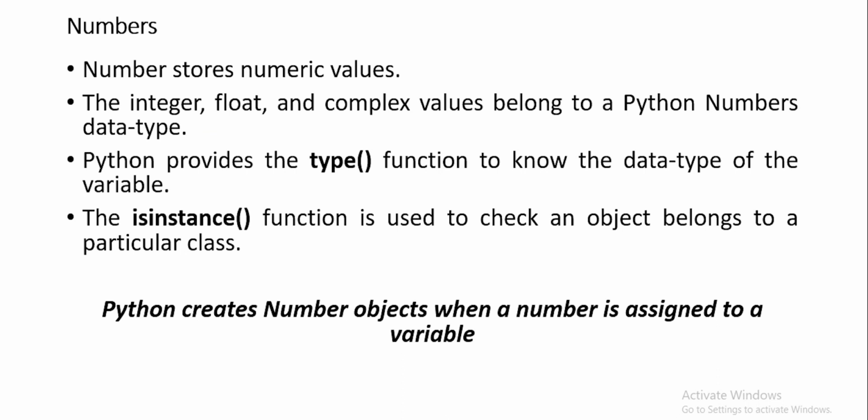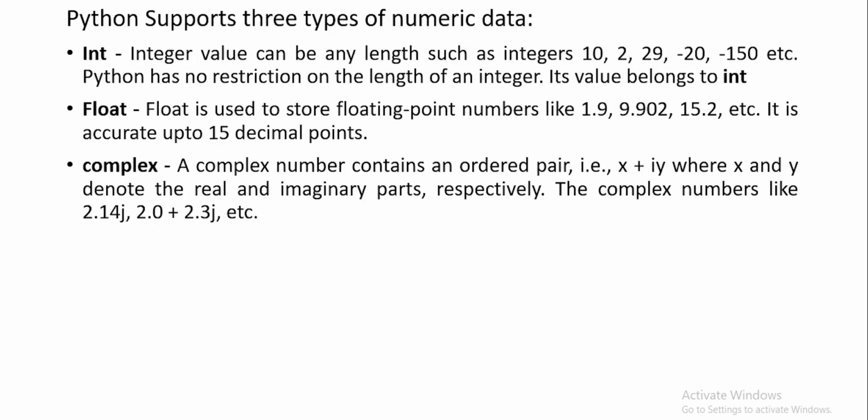First of all, we'll see the number data type. The number data type is basically integer, float, and complex values. There is a function called type. If you want to know the type of a variable, or which class an object is of, you can use this type function. And the isinstance function is used to check whether an object belongs to a particular class or not. Suppose there is 5.5, and you want to check whether it belongs to the float data type or not, you can use this isinstance function.